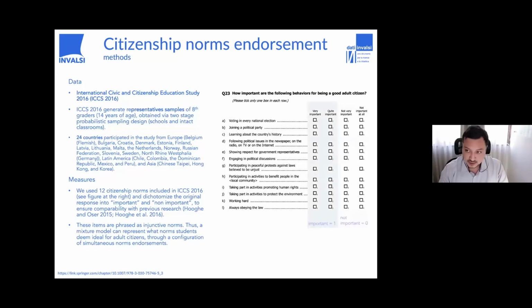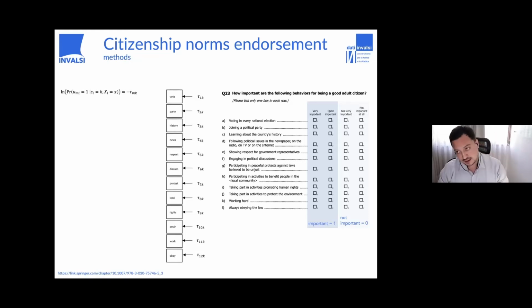What we're going to do is dichotomize the original responses between high importance and low importance. We are making this classification not to restrict the variance, but mainly because we want to make comparisons with the previous research conducted by Hoge and Osser. All these items are phrased as injunctive norms, so you express what is ideal, not what people do. And what we want to extract with the response model is the most likely pattern of response across all the students between different countries.